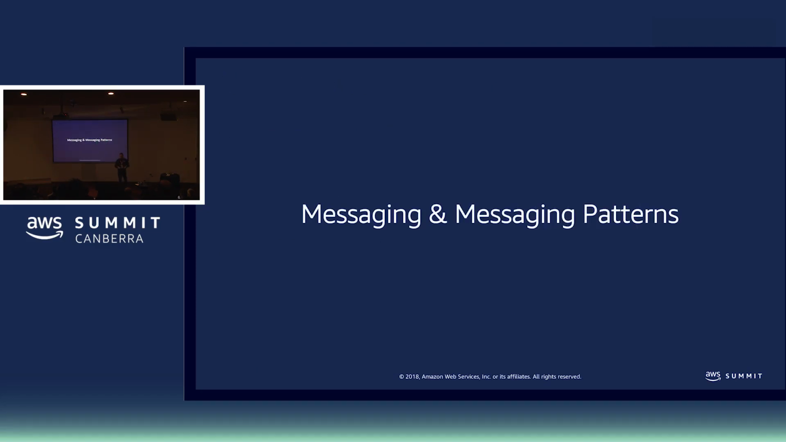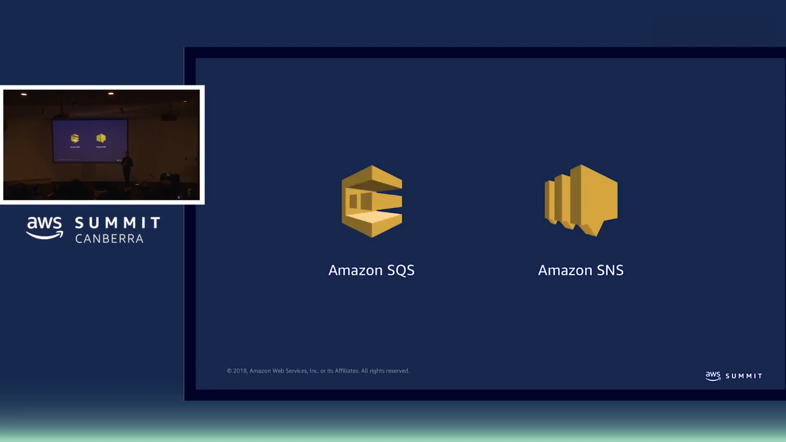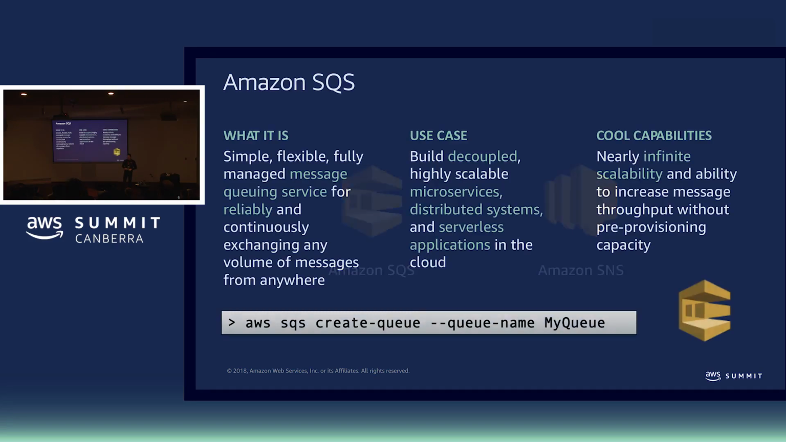One of the ways that we deal with coupling is through messaging and messaging patterns. Now, two services that I really want to highlight that are going to be crucial to a microservices implementation, irrespective of whether or not you're using containers or serverless, are Amazon SQS and SNS. SQS is a fully managed queuing system, right? It's our first service, it's our oldest service, provides huge amounts of scale, and is going to be a core component for decoupling your applications and providing a distributed microservices architecture.